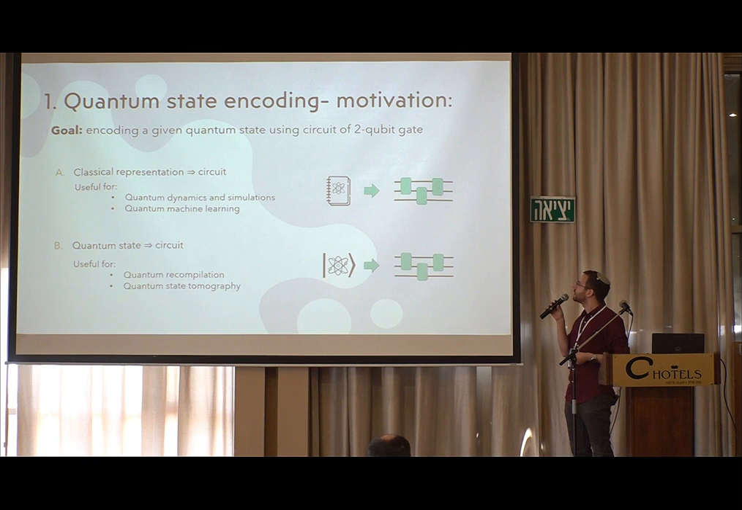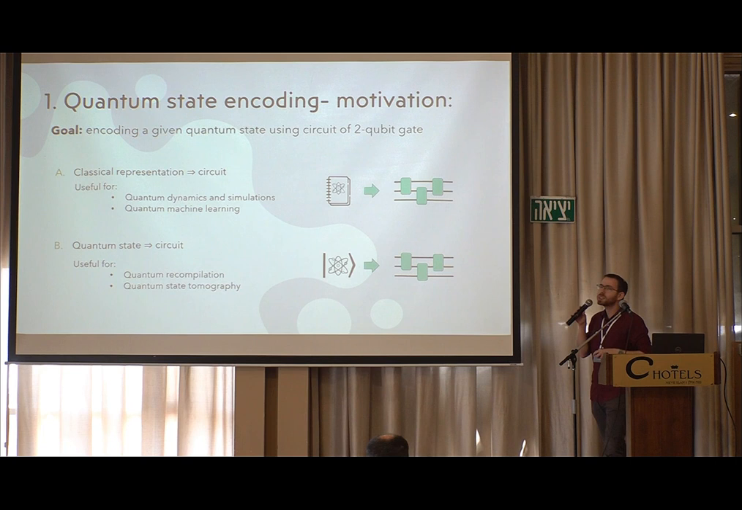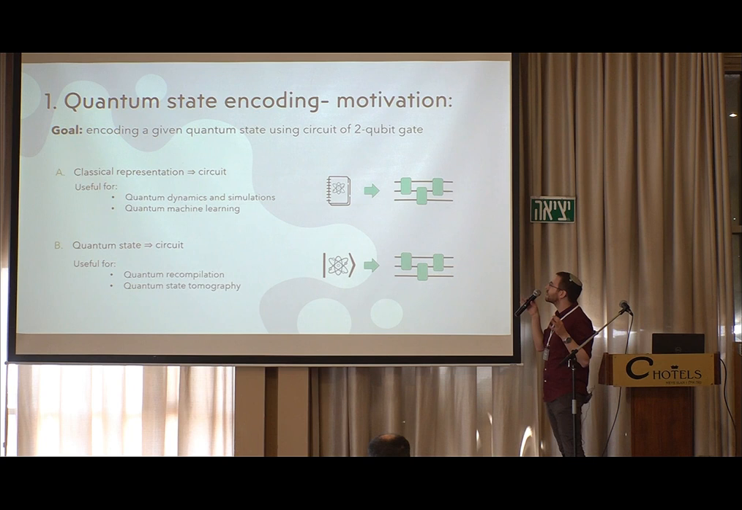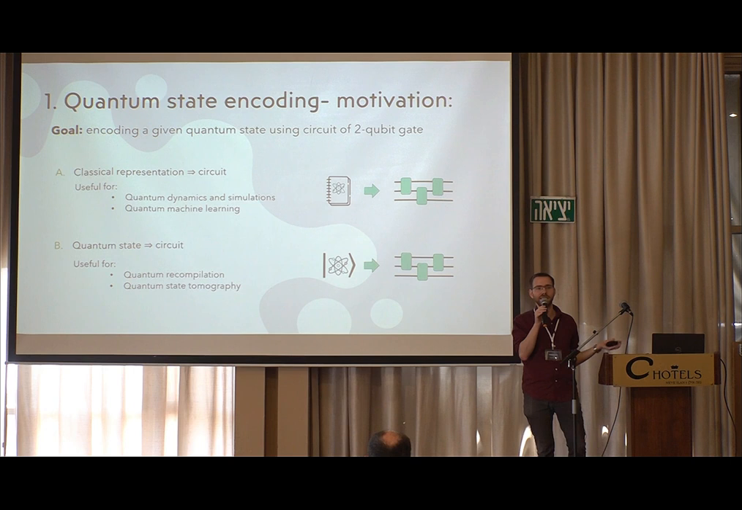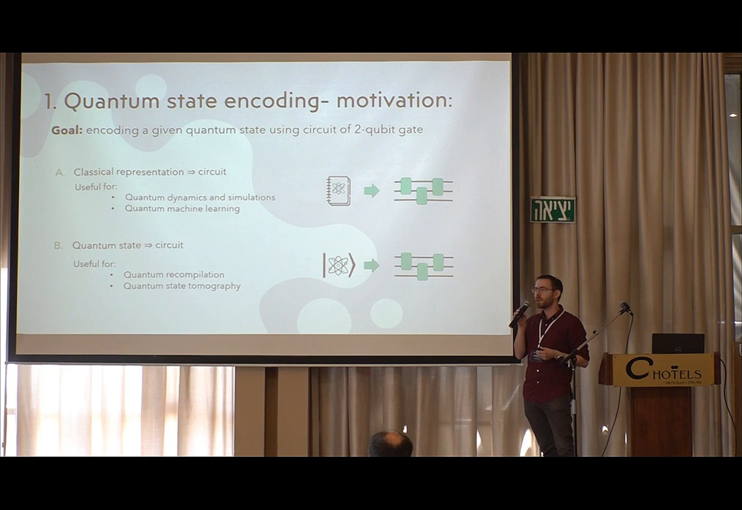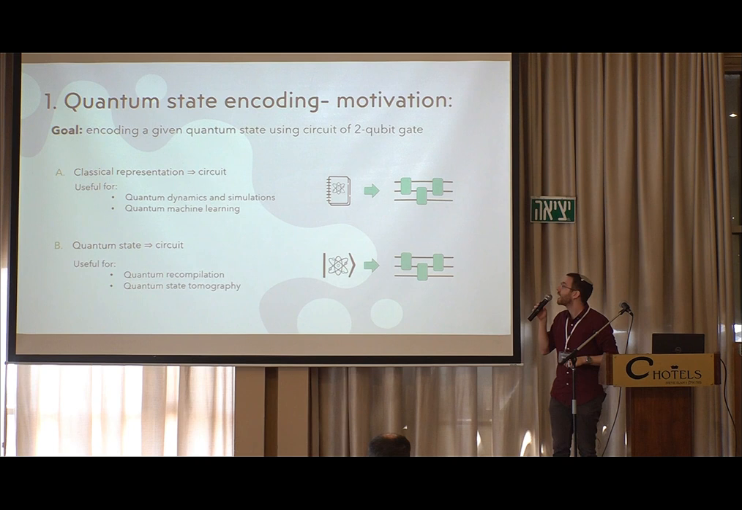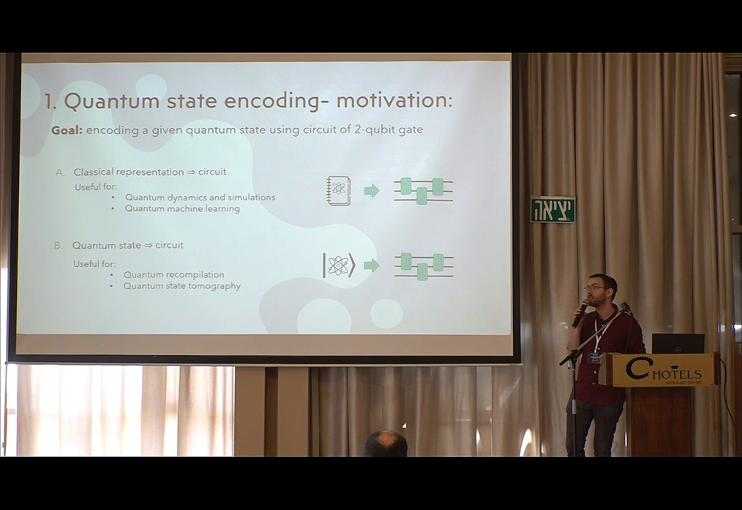It is also called entangling or data uploading. We are going to talk about two different versions of this problem. The first one is the most obvious when you talk about quantum state encoding. This is the task where we're given a classical representation of the quantum state, either a list of amplitudes or some other description of the state, and we want to find the best circuit that encodes it. This is very useful for NISQ algorithms, such as algorithms that simulate quantum dynamics. If you want to start from a non-trivial state, then you have to initialize it somehow, so this is very useful for that.